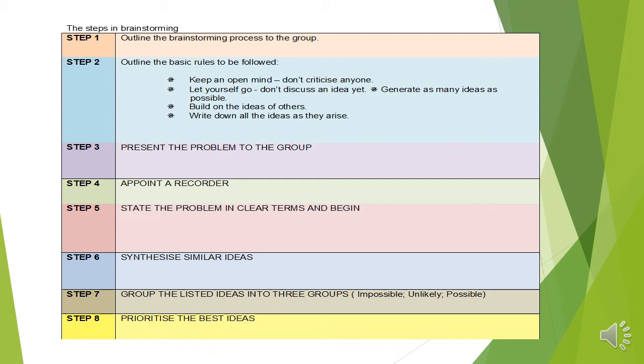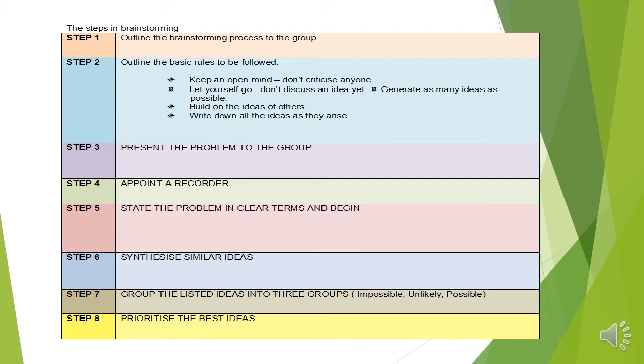Then after that, you appoint a recorder, someone who is going to record what is said in that brainstorming process. Then state the problem in clear terms and begin. You discuss it in detail, and then you begin. Then, step number six, synthesize similar ideas.